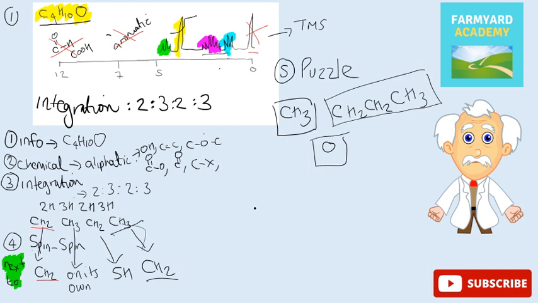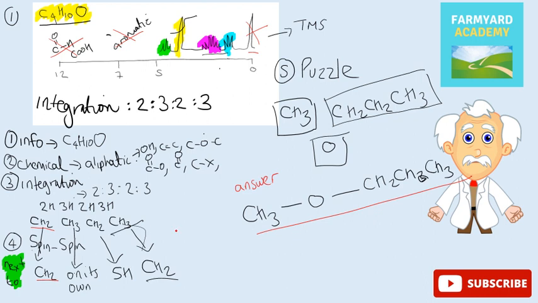Our CH3 group, because it's a singlet, is on its own, so that must be attached to an oxygen atom. And then our other piece of our puzzle comes in, and we're left with our CH2 CH3 in there, like so. Okay, and that's our final answer. And that's how you do it.